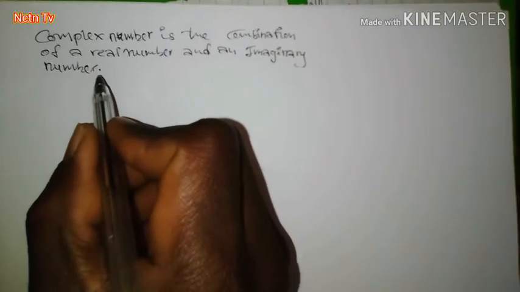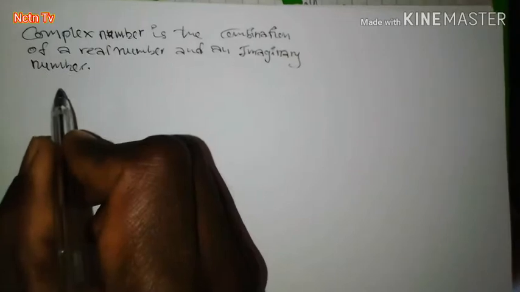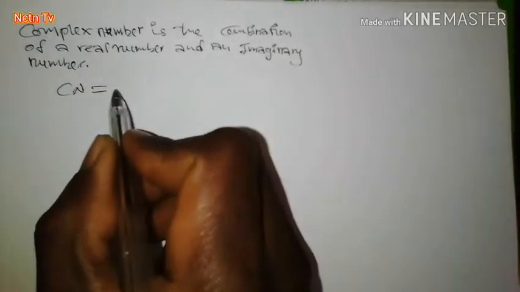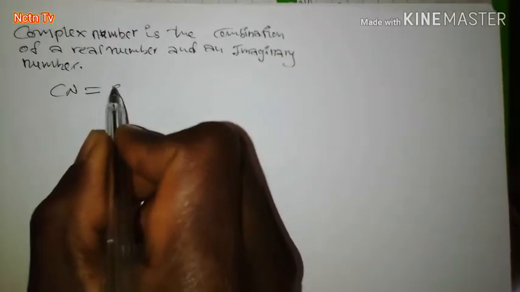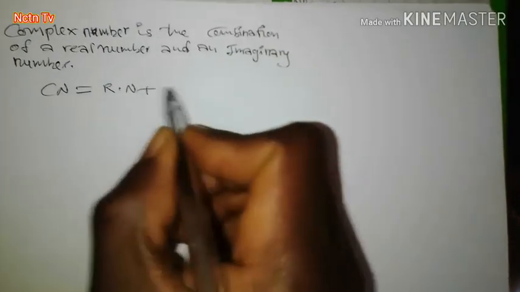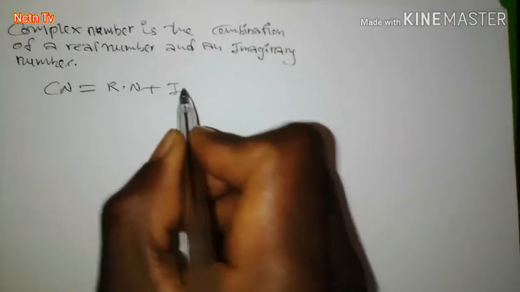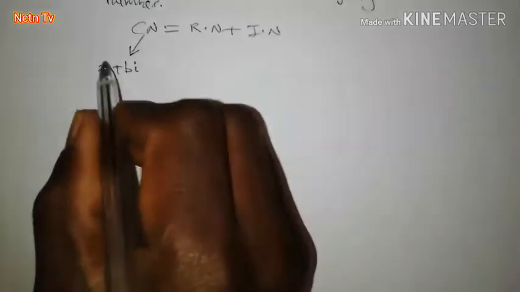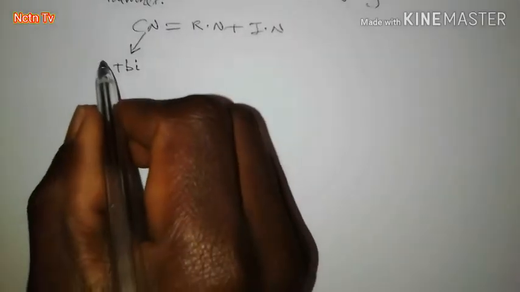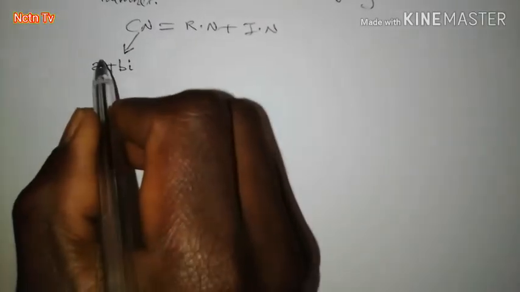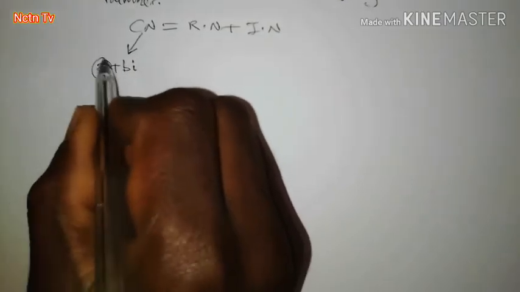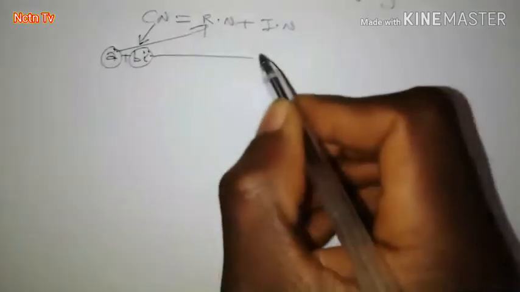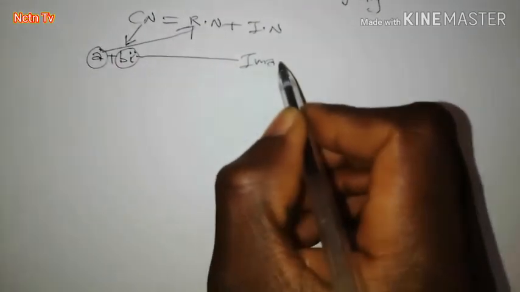So here we are saying a complex number is the combination of a real number and an imaginary number. So the complex number is equal to a real number plus an imaginary number. Usually complex numbers are expressed in the form a plus bi, where a is a real number, then bi is an imaginary part.